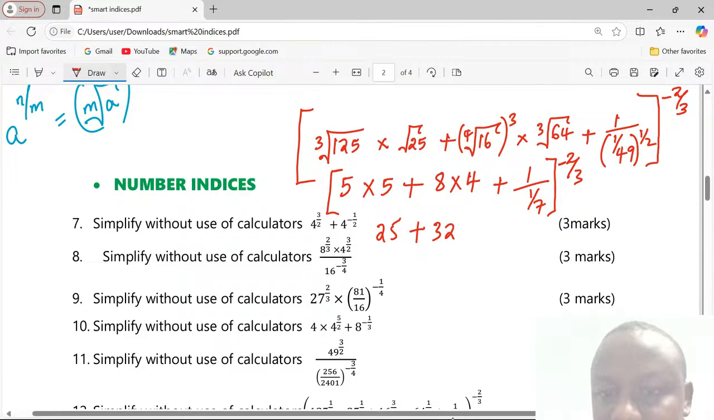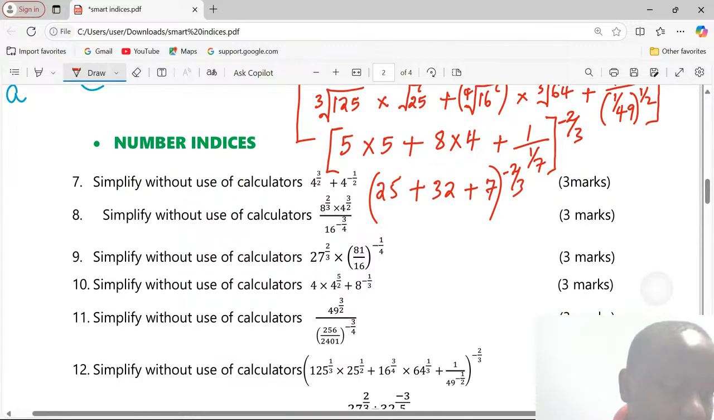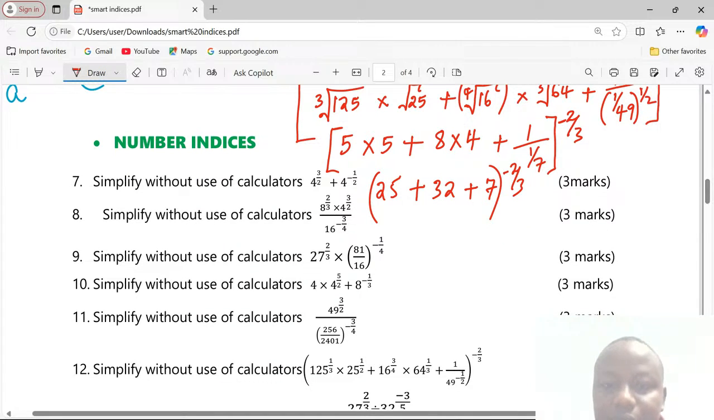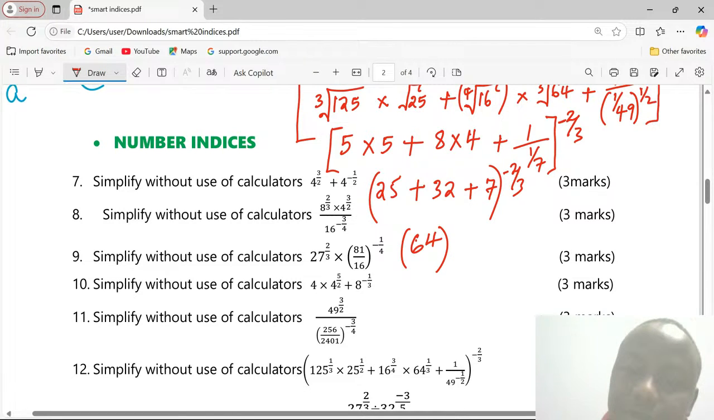Then we add 1 divided by 1 over 7. 1 divided by 1 over 7 becomes 7. Then there is now power negative 2/3. Can we simplify further by taking 25 plus 32 plus 7, which is 64. So in the brackets, we have 64. But now outside the brackets, we have a power of negative 2/3.